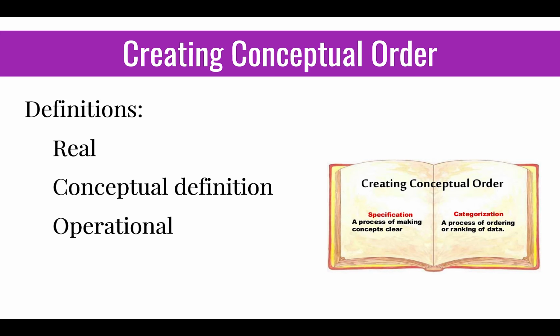Okay, moving on to creating conceptual order. The design and execution of criminal justice research requires that we clear away confusion over concepts and reality. Logicians and scientists distinguish 3 kinds of definitions. So you have real, conceptual, and operational. Real is just a statement of the essential nature or essential attributes of some entity, right? And again, for a lot of the concepts we're talking about, there is no real, right?